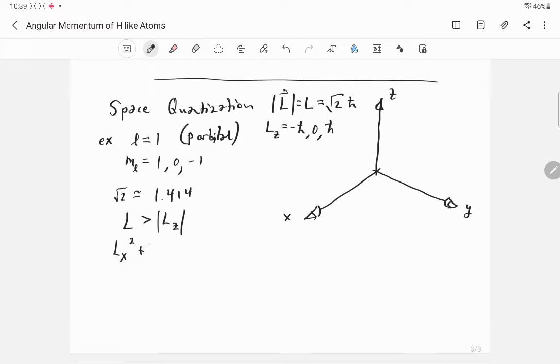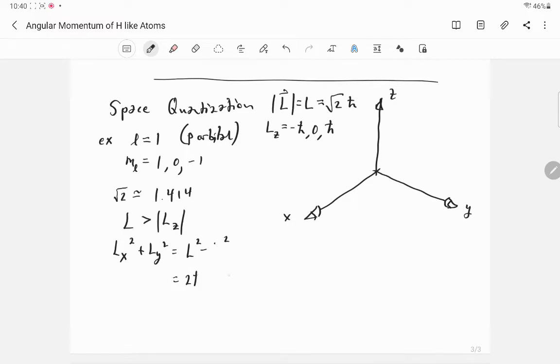Lx squared plus Ly squared, right? It's equal to L squared minus Lz squared, if you think about it, right? So this is just the Pythagorean theorem. The sum of the squares of the components of a vector add up to be the magnitude of the vector squared, and I just subtracted the z component to the right-hand side. So L squared is twice h bar squared, right? Because L is the square root of 2 h bar, and L sub z is, for example, for m sub L equal to 1, right? L sub z is h bar squared.